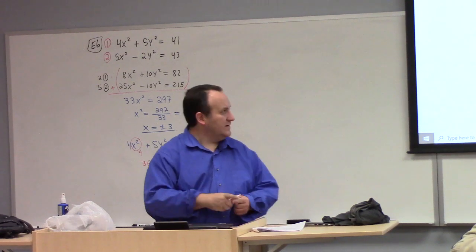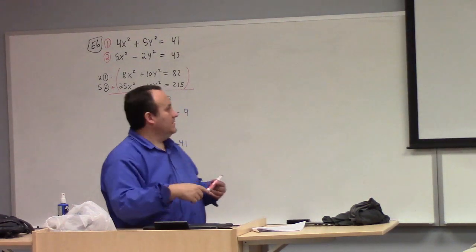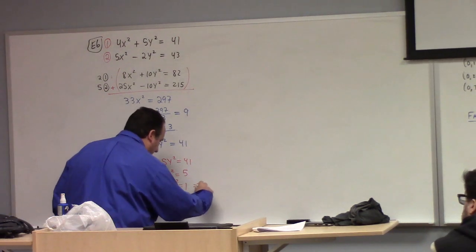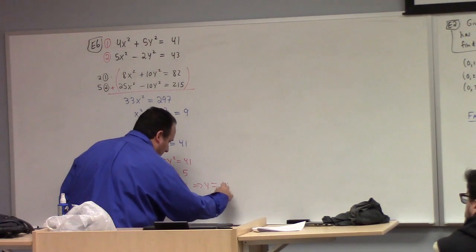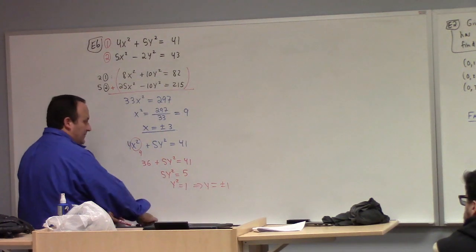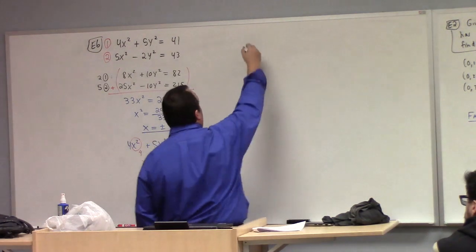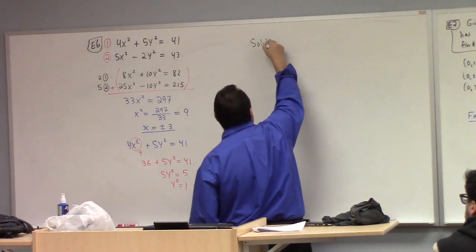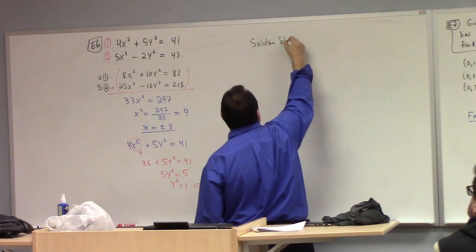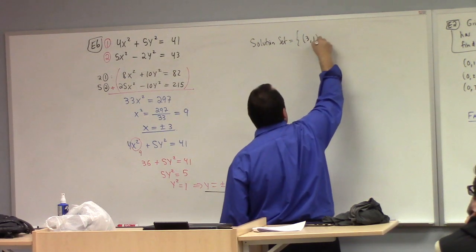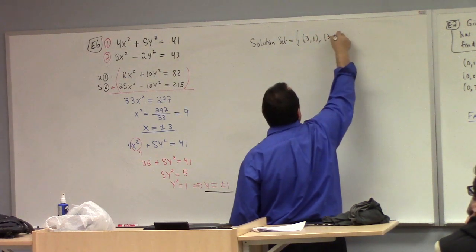I think we're done with this thing. Let me put it away. So y is equal to plus or minus 1. So what's the solution set then? We need to list them explicitly. So here's how we do it. 3, 1, 3, minus 1.